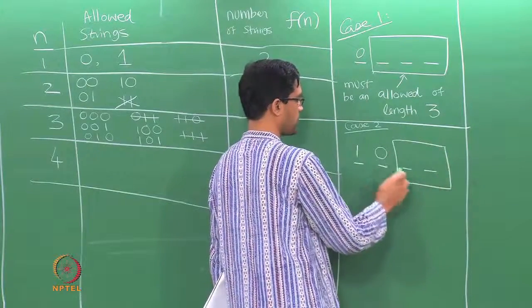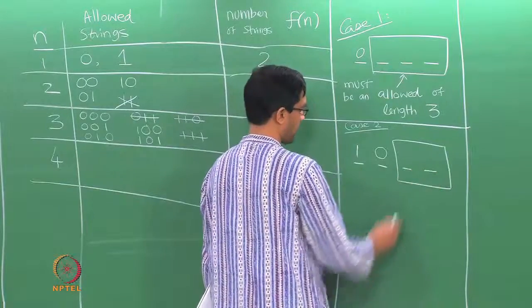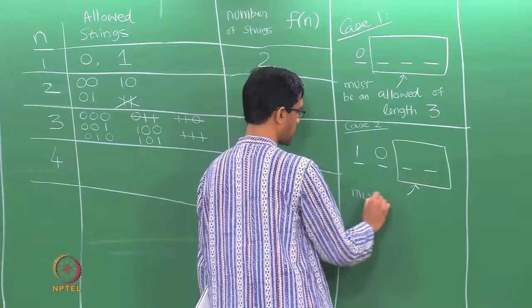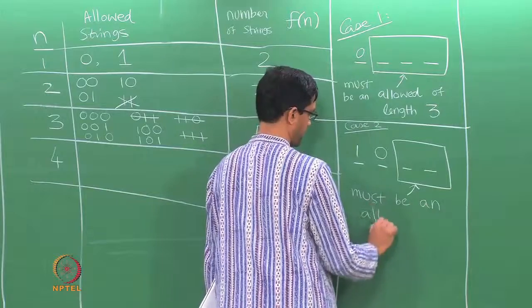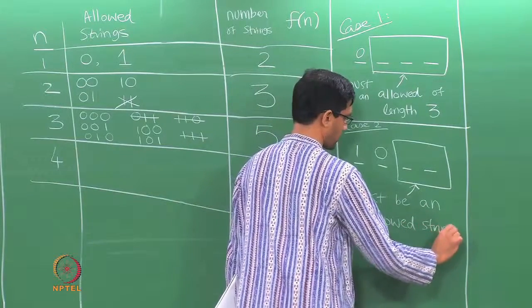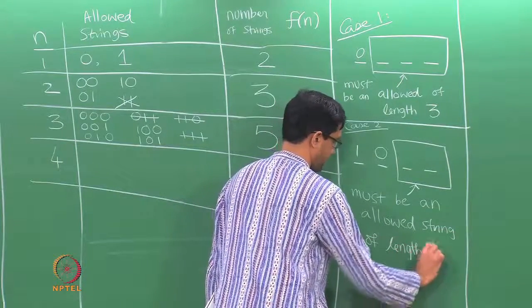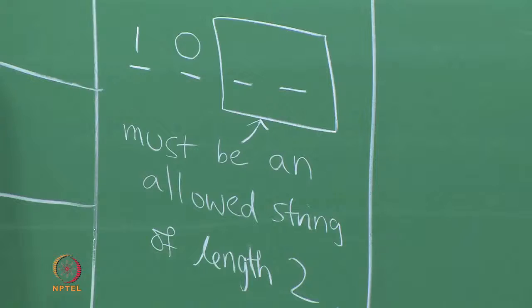So now that I have a 0, the next entry can be a 0 or a 1. So what we have in these 2 slots had better be an allowed string of length 2. Okay, so this tells you how to go about enumerating all these strings.